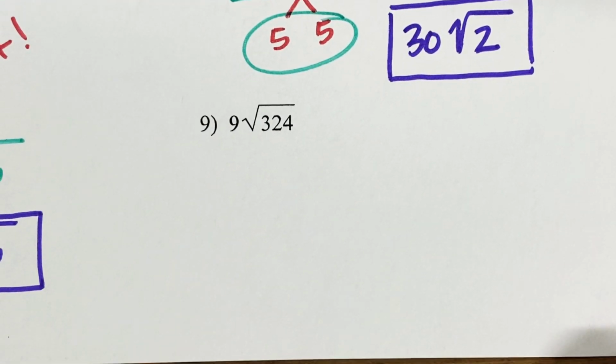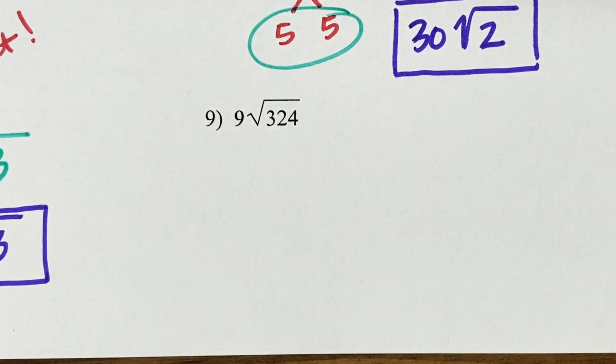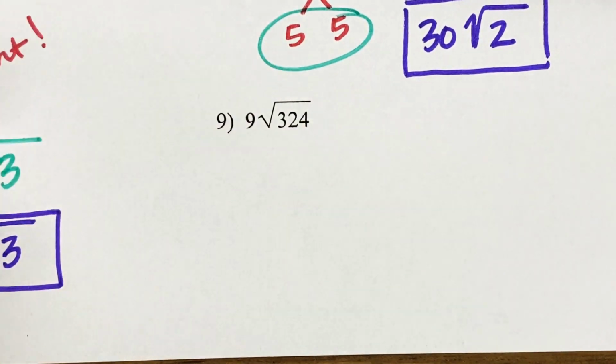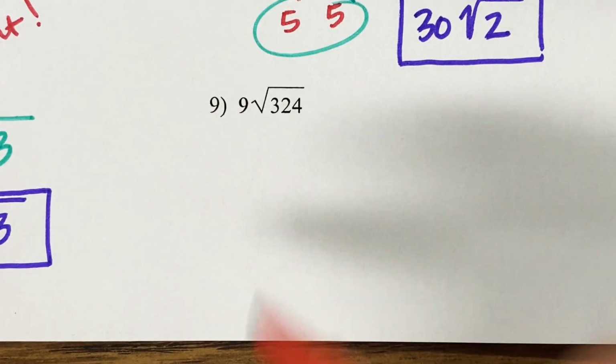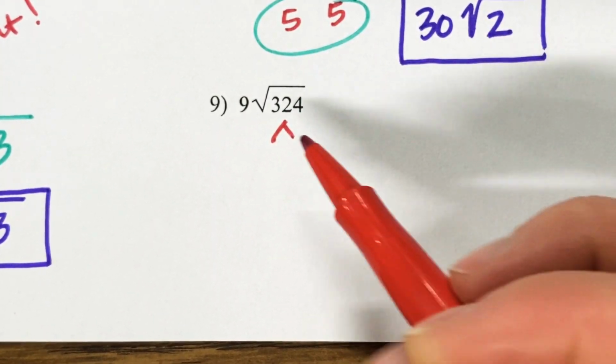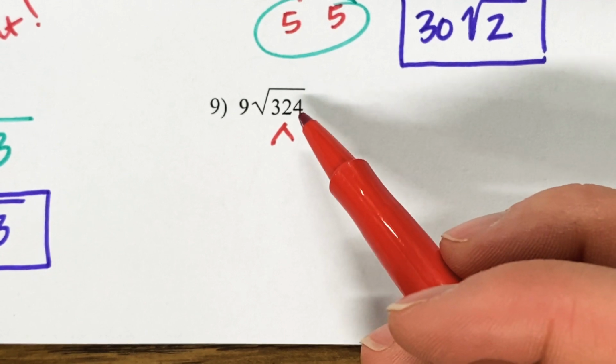Okay, let's do one more. Holy smokes, look at 324. That is a huge number, but don't worry. We're going to break it down the exact same way. Let's ignore the 9 for now, and we're just going to keep dividing 324. I can say 324 is an even number, ends with a 0, 2, 4, 6, 8.